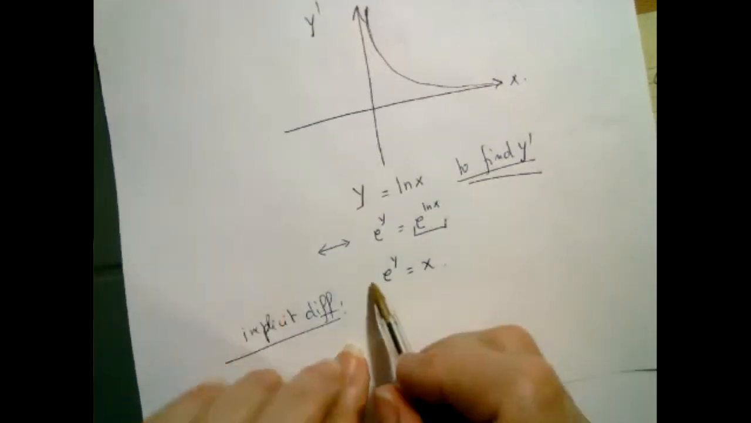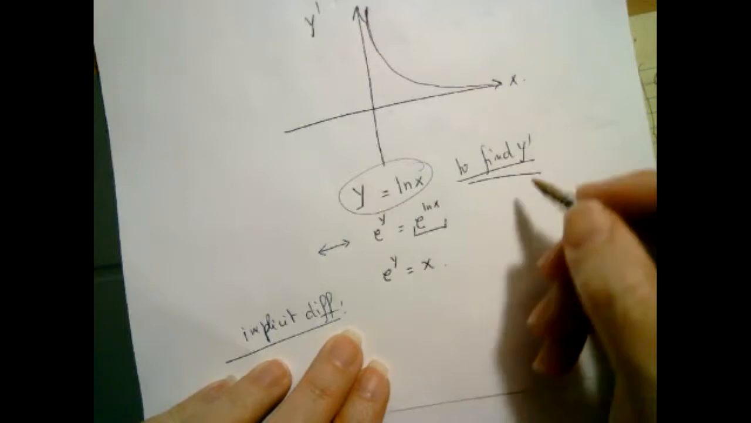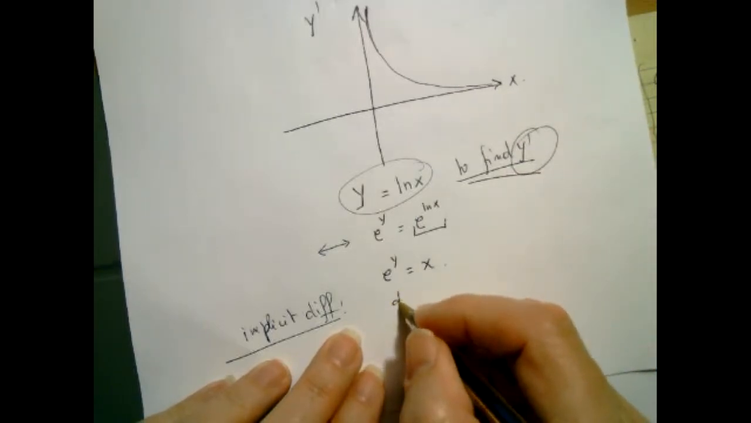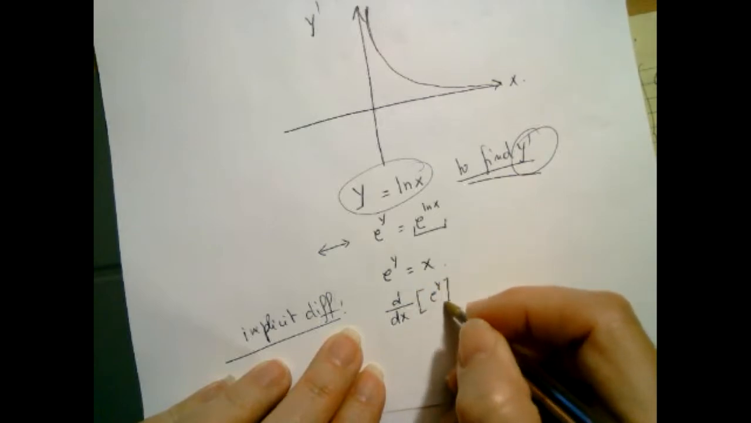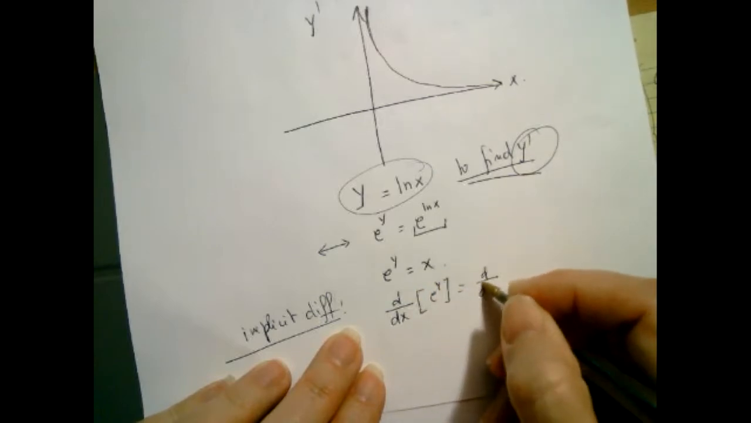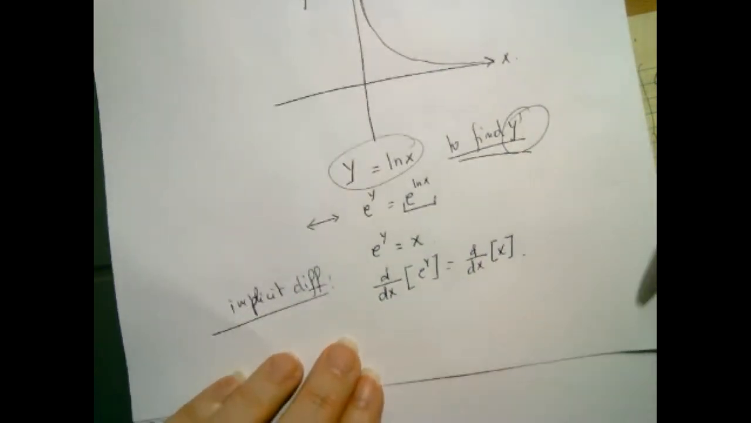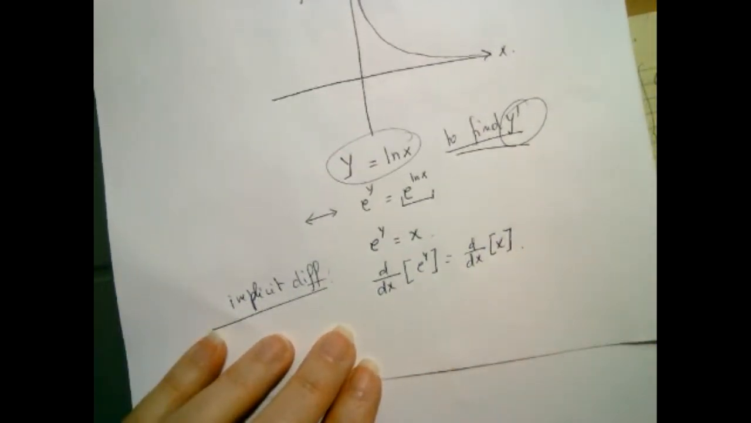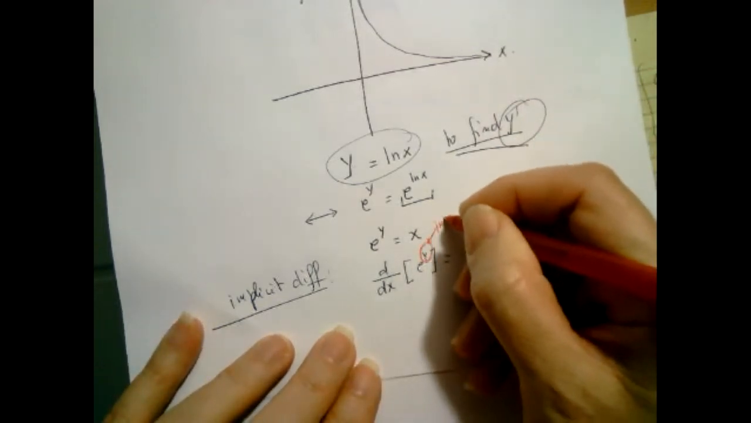We said, okay, e to the y equals x, and we know that y is a function of x, but I don't know the derivative. I'm actually looking for it. So I take the derivative of both sides and set them equal to each other, equal to the derivative of x. Now, what is the derivative of e to the y? What does the chain rule tell me? y is not just a y. y is a function of x. So that's my inside function.